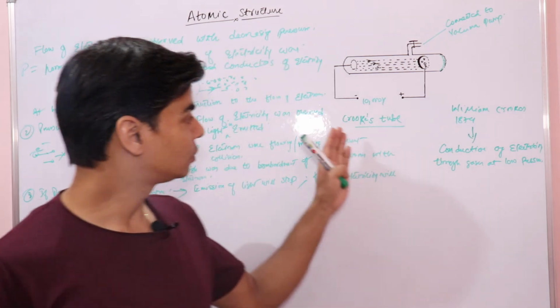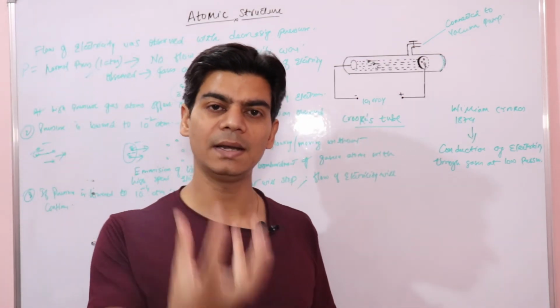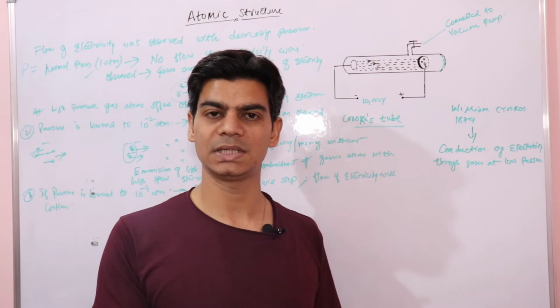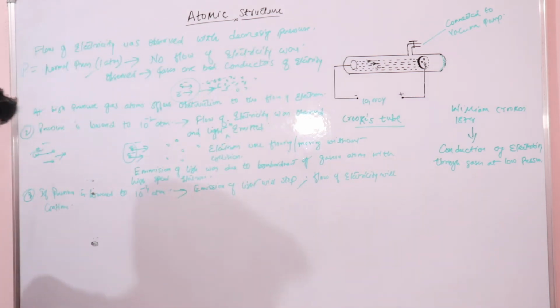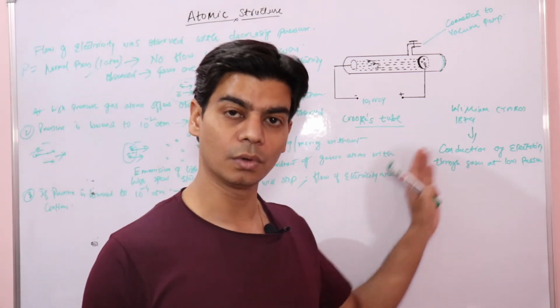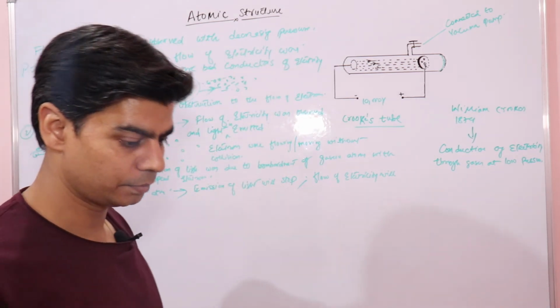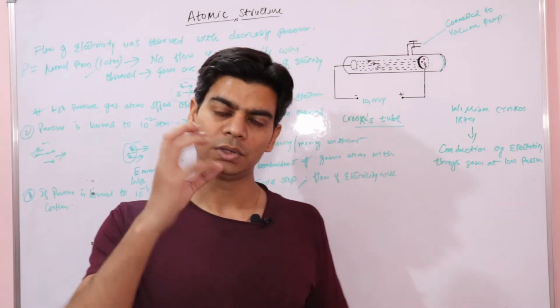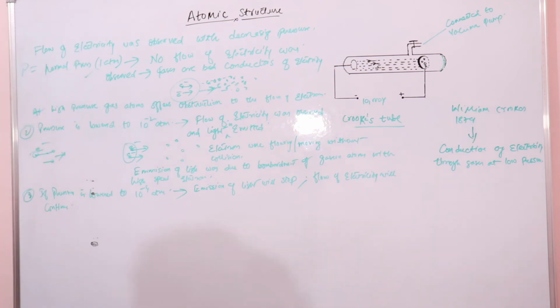So electrons would be able to move more freely because there are very few gaseous atoms. Very few gaseous atoms means very few collisions, and fewer collisions means more flow of electricity. So the flow of electricity will continue or even increase, and the emission of light will stop because the emission was due to the excitation of gaseous atoms by the high speed electrons. So this was the experiment, right?